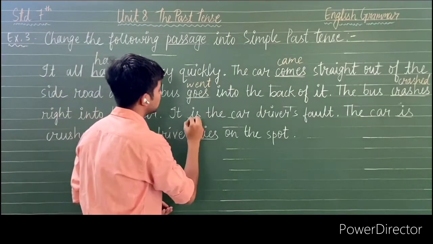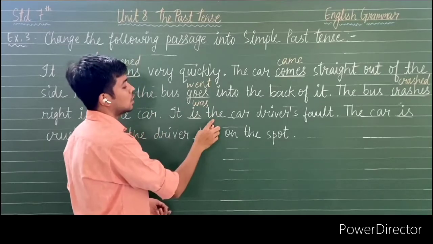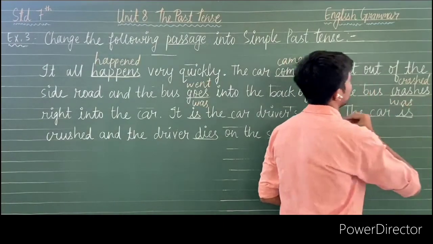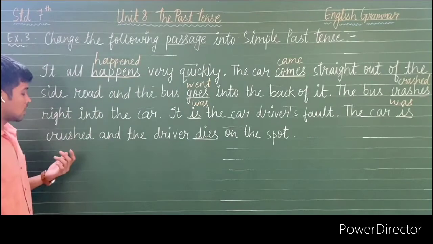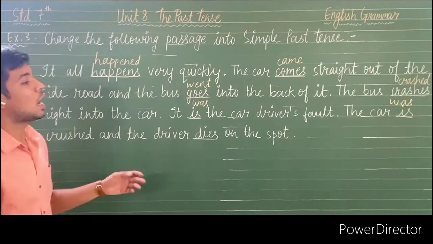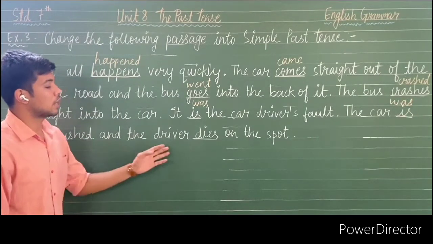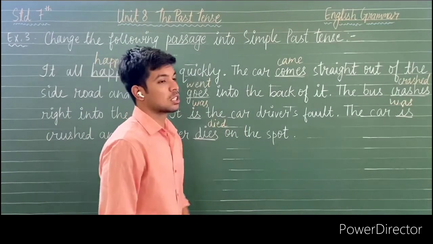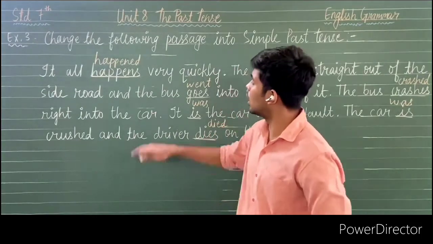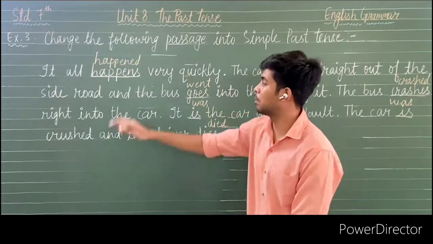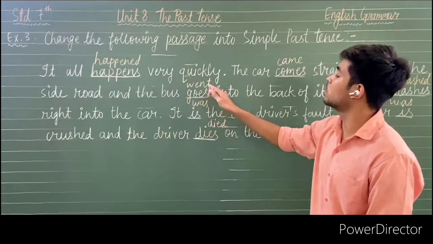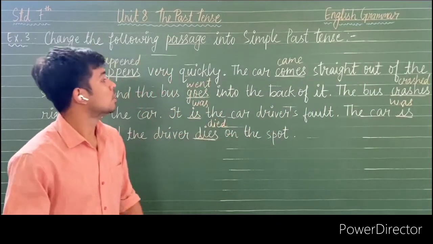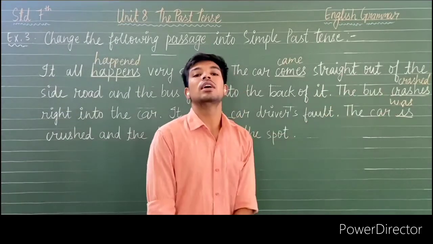"It is" will become "was". It was the car driver's fault. The car is, again "is" will become "was". The car was crushed and the driver dies will become died on the spot. So here we have changed the verbs into past form. Happens became happened, goes became went, is became was, dies became died, comes became came, crashes became crashed.